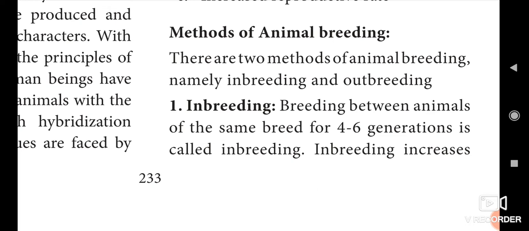Breeding between animals of the same breed for 4 to 6 generations is called inbreeding. Breeding within the same species is inbreeding, and it takes about 4 to 6 generations. Okay, underline that.